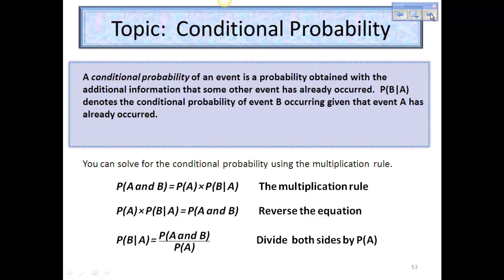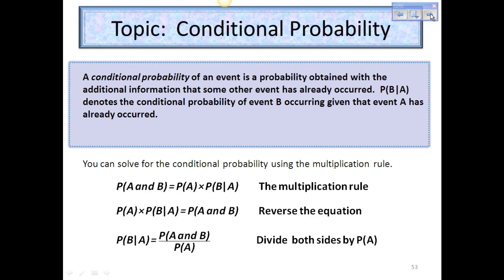A conditional probability of an event is a probability obtained with the additional information that some other event has already occurred. So the probability of B given A denotes the conditional probability of event B occurring given that event A has already occurred. Now, the formula comes from the multiplication rule.